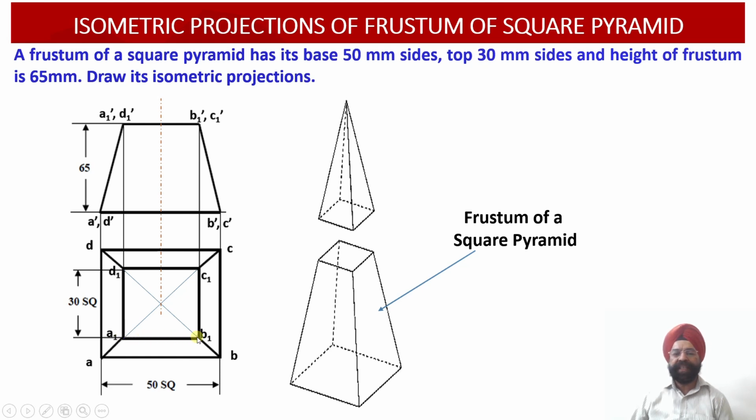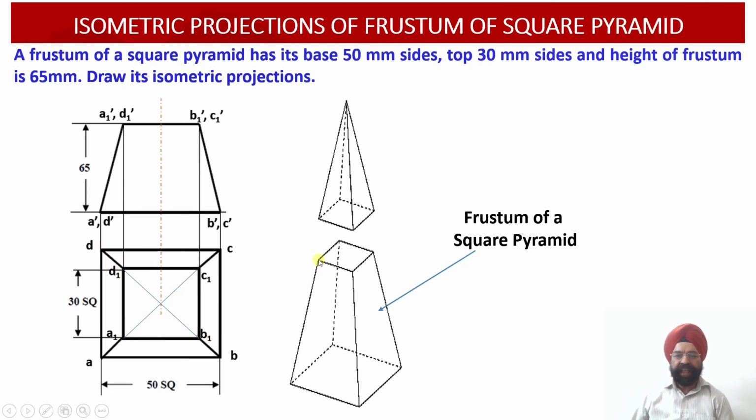Once I obtain this edge length of 30, the smaller square construction is completed, which means I have obtained the top face of the frustum, a square with an edge length of 30 millimeter. The names of these points: corresponding to A, this point will be A1; corresponding to B, B1; similarly, C becomes C1 and D becomes D1. All four points of the top face of the frustum, A1, B1, C1 and D1, have been obtained.